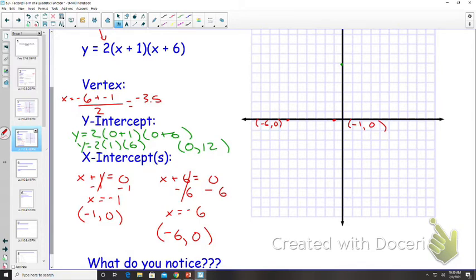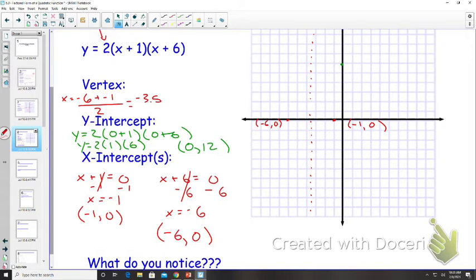So we know the x coordinate of our vertex is negative 3.5. 1, 2, 3. So about here somewhere. But what do we not know about our vertex? How far down it goes? Exactly, we don't know the y value, right?